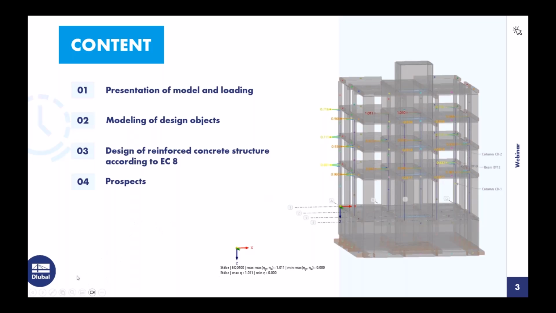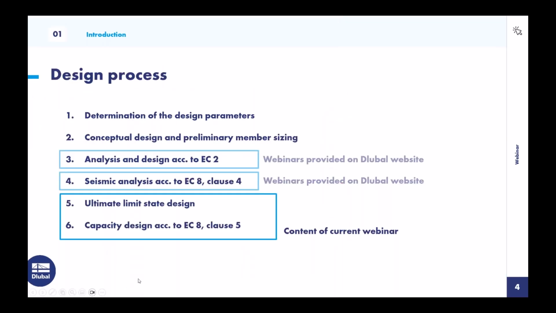We can go to a next slide. I have prepared the slide as orientation. If you think about the design process for concrete members for seismic design situation, and divide this process in the following phases or steps. The first and second step are the preparation, and then the analysis and design according to Euro 2 comes. And for this, we have webinars provided on our website. There you can follow the concrete design in detail.